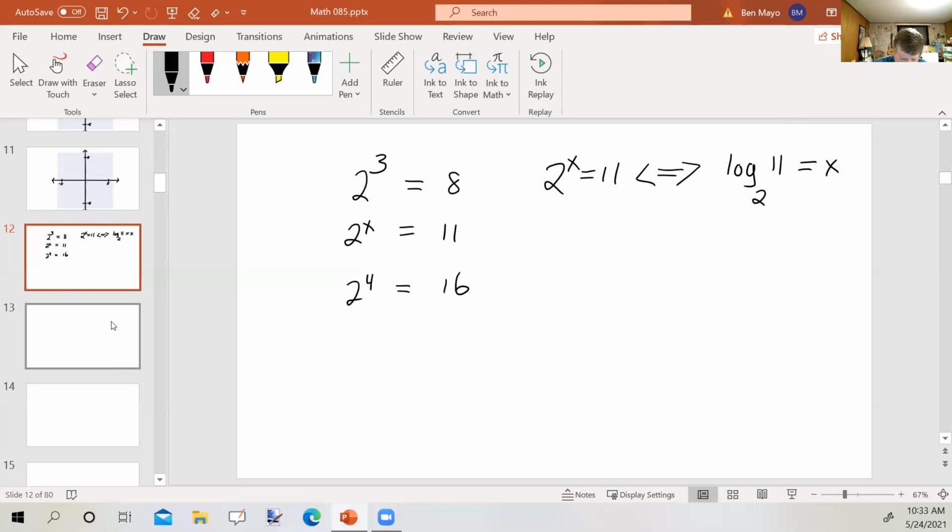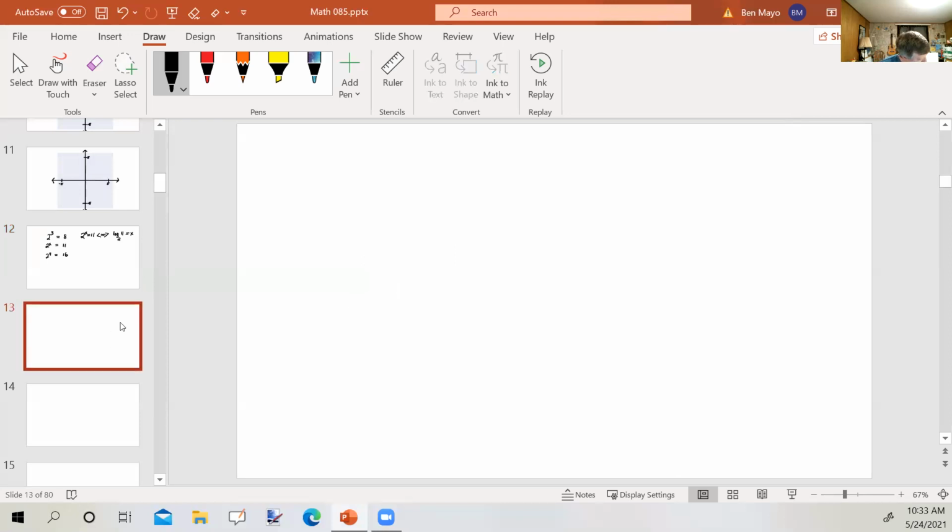All right, now, let's say we have the following. We have x equals b to the y power. Okay, we could rewrite that as log base b of x equals y.